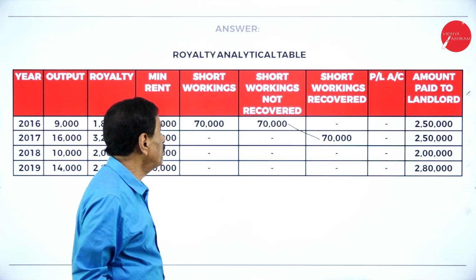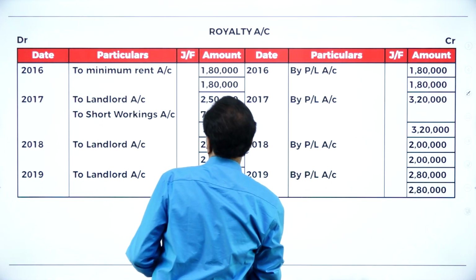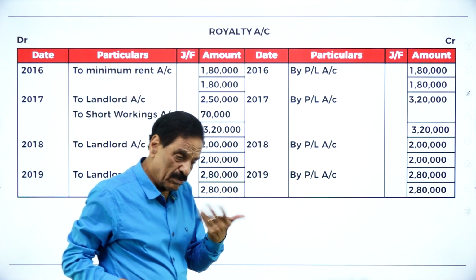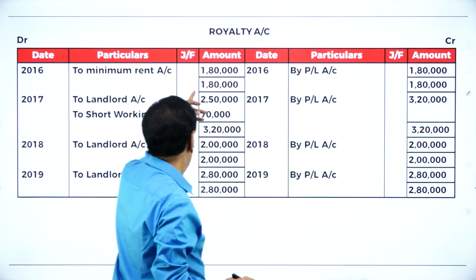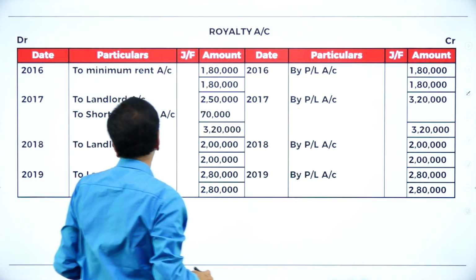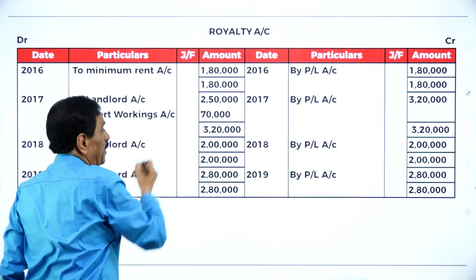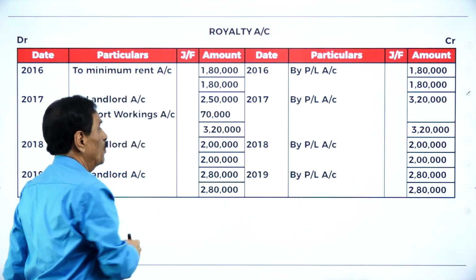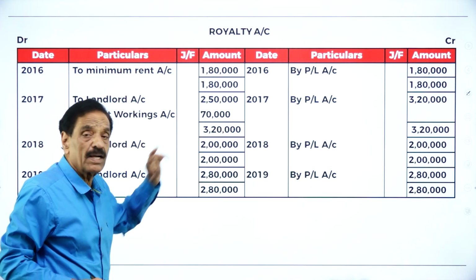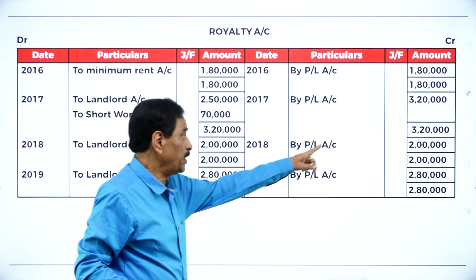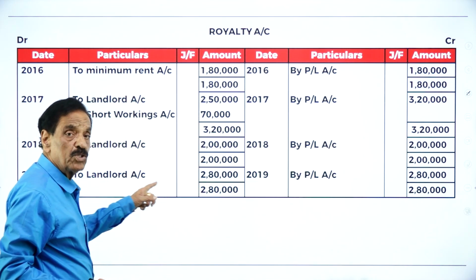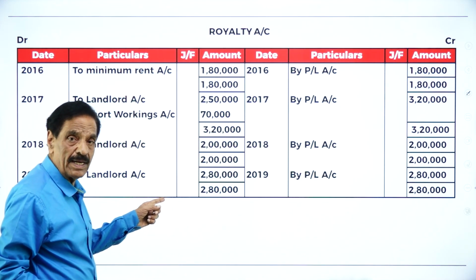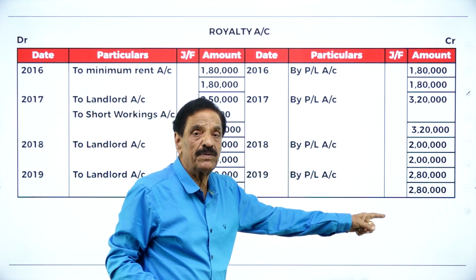Come back to the ledger now. This is a royalty account. Royalty account data entry: royalty account debit, short working account debit to minimum rent. Royalty to minimum rent, profit and loss account. Out of the royalty, how much do you pay to the landlord? If the royalty is more, 3,20,000, we paid to the landlord 2,50,000. How much short working recovered? 70,000. So 3,20,000. To the landlord, how much are you going to pay? 2 lakh by profit and loss account. Last year, you are going to pay the landlord 2,80,000. Transfer to profit and loss account.